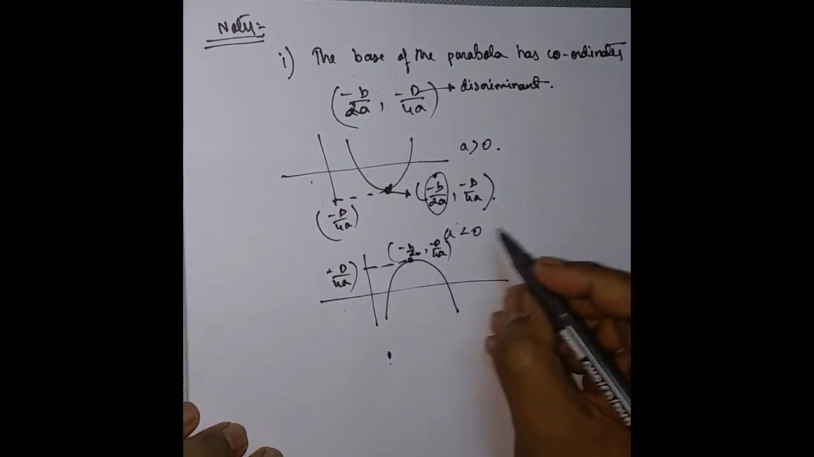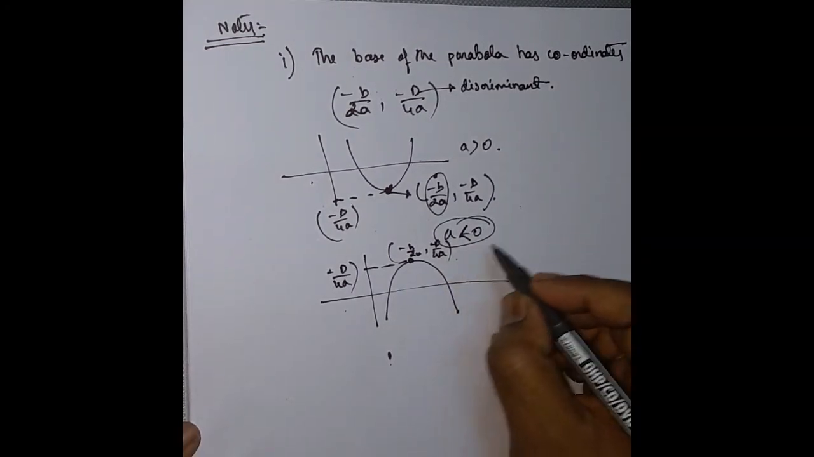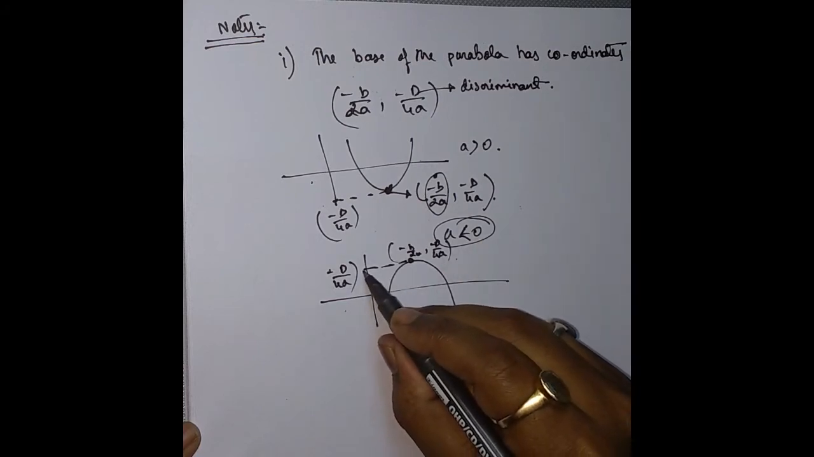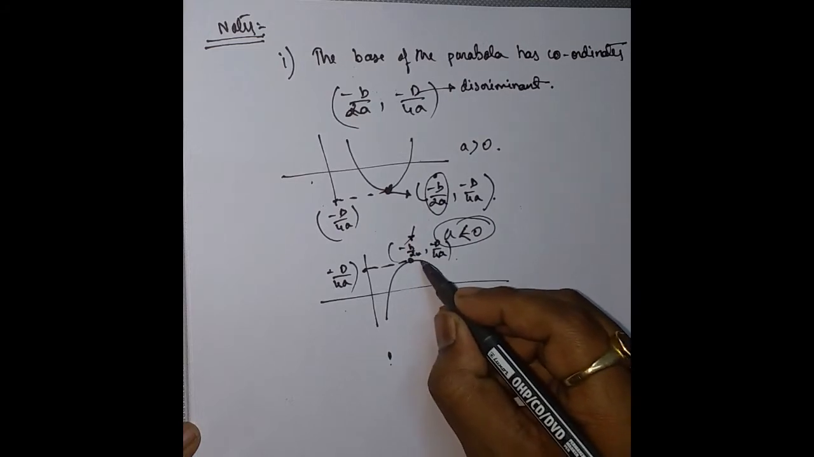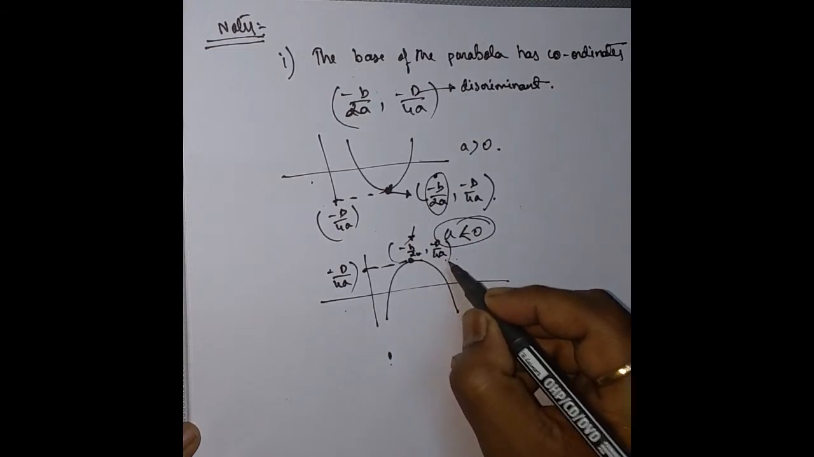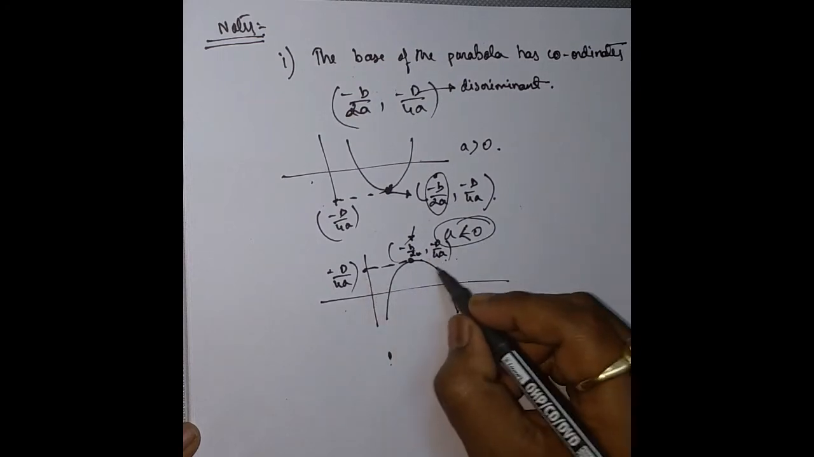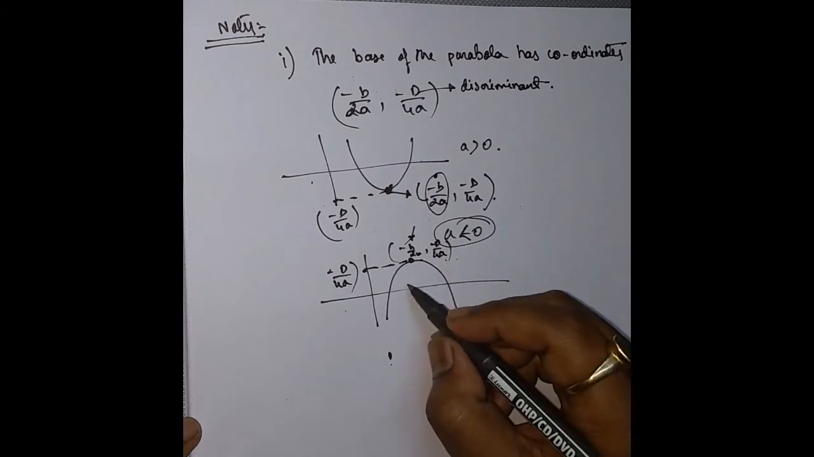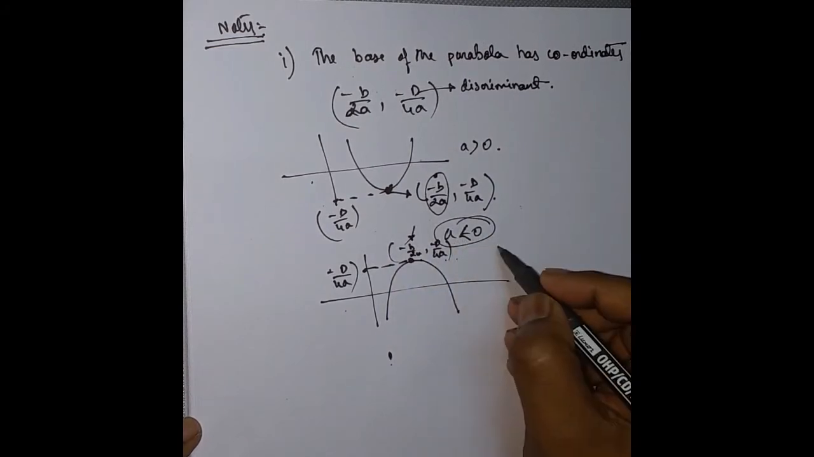Okay, now are you getting it? I know you are getting it. In the parabola where a is less than 0, the highest value of the parabola comes when x is equal to minus b by 2a, and that value is minus d by 4a. So minus d by 4a is the maximum value of the parabola where the coefficient of x square, meaning a, is less than 0.